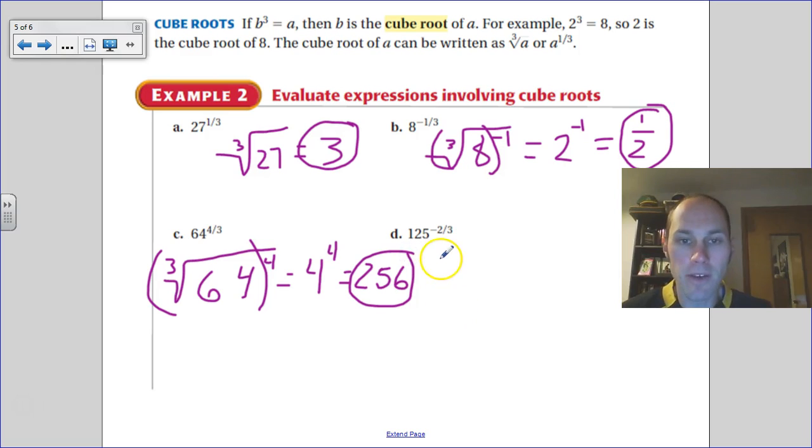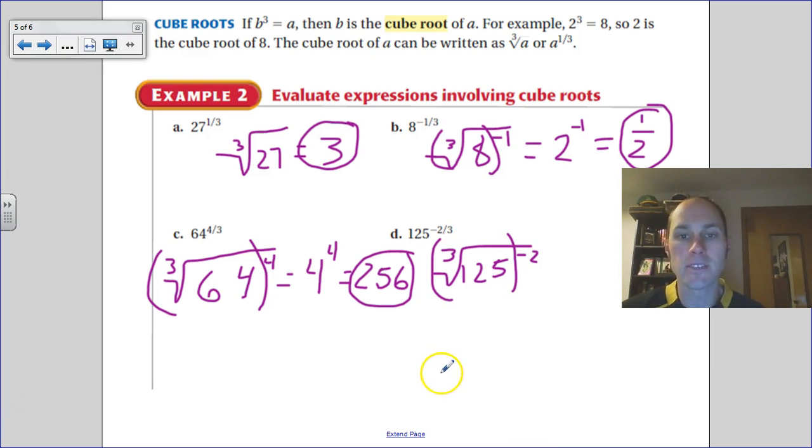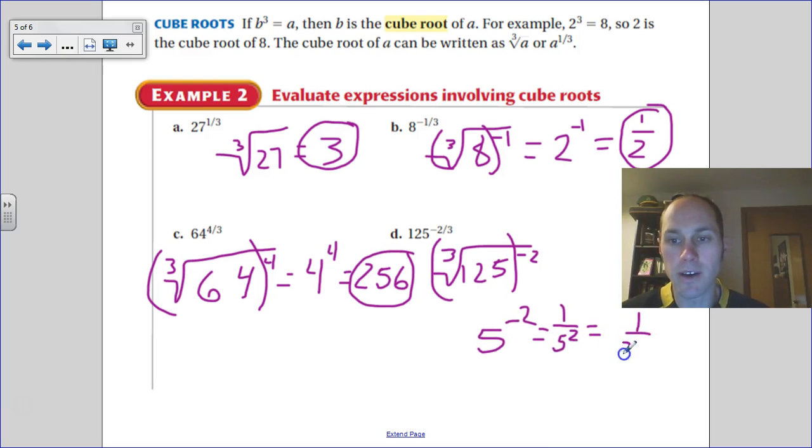And finally, 125 to the negative 2/3. So that's a cube root. We're raising to the negative second power. I'm going to evaluate this root first. I believe that's 5, because 5 times 5 is 25, times another 5 is 125. So 5 to the negative second, 1 over 5 squared. So that would be 1 over 25.